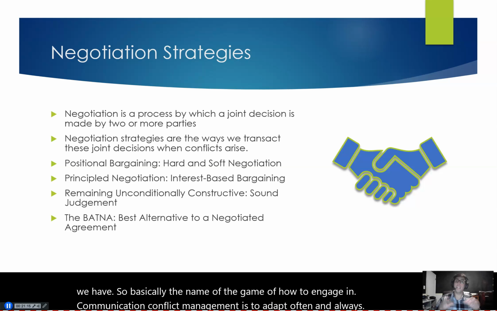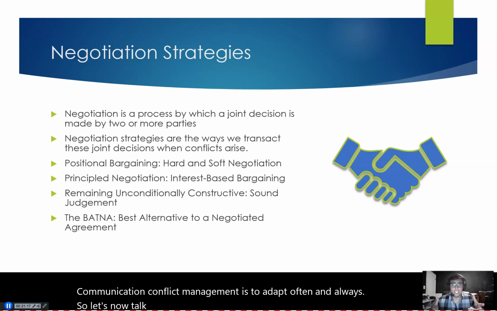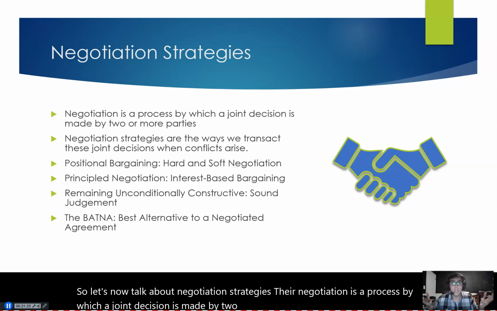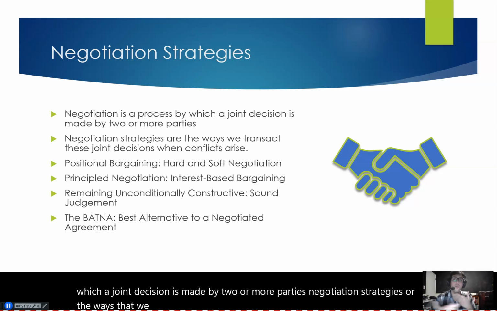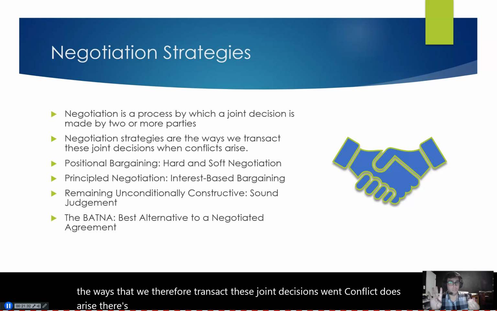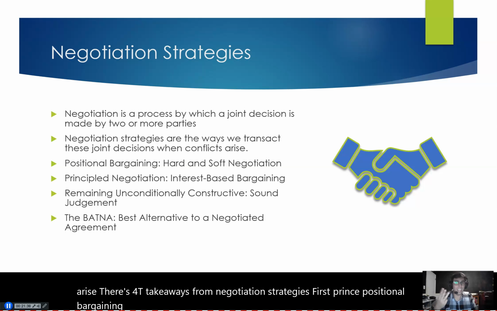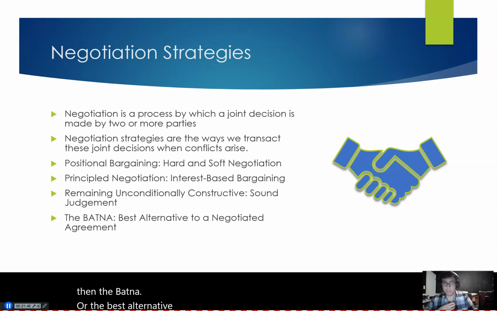So let's now talk about negotiation strategies. Negotiation is a process by which a joint decision is made by two or more parties. Negotiation strategies are the ways that we therefore transact these joint decisions when conflict does arise. There's four key takeaways from negotiation strategies. First, positional bargaining, principled negotiation, remaining unconditionally constructive, and then the BATNA, or the best alternative to negotiated agreement.